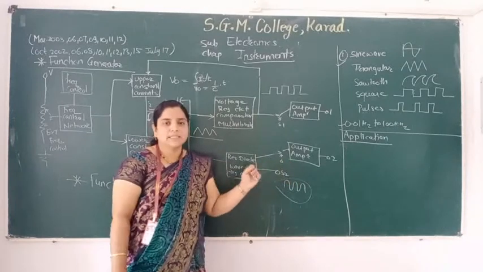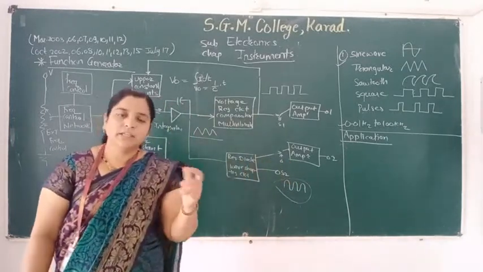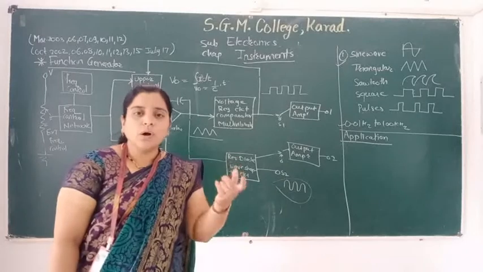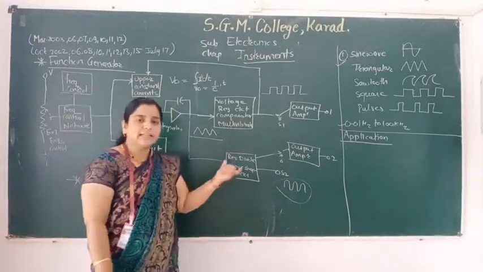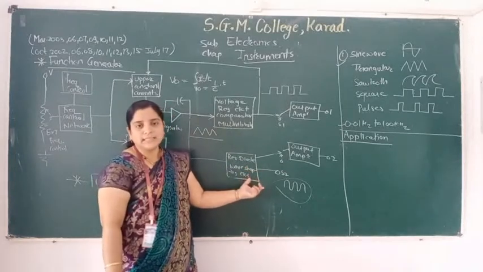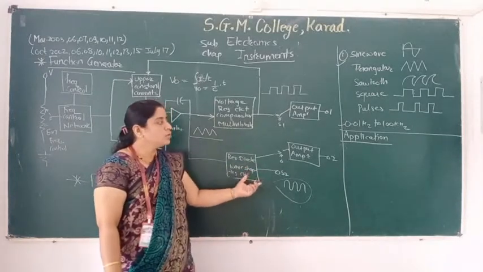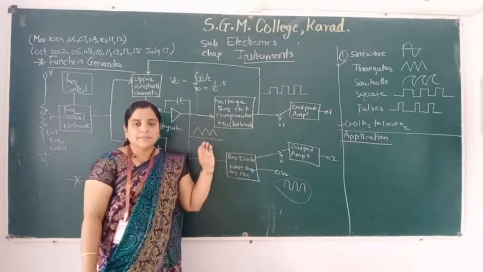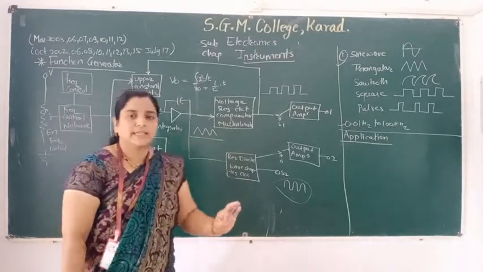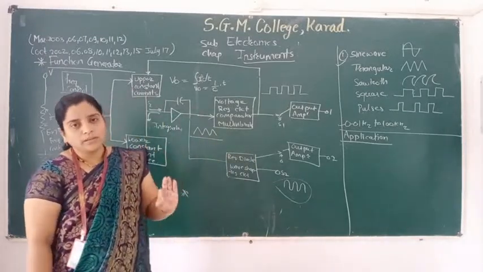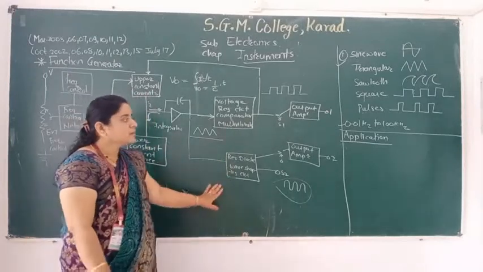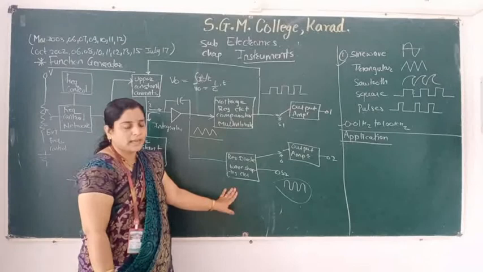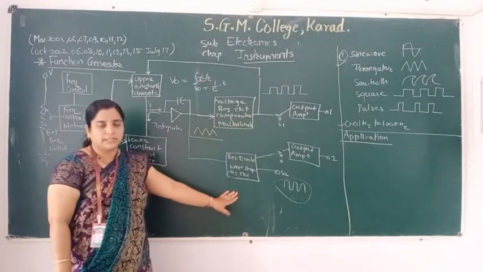And the fourth application is that the function generator is used to measure the phase. You know the phase angle. That phase angle is measured by using this function generator. So the fourth application is that the function generator is used to measure the phase angle between two waves. It's called the fourth application of this function generator.